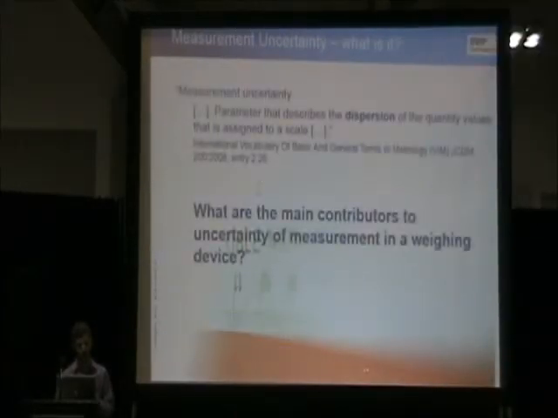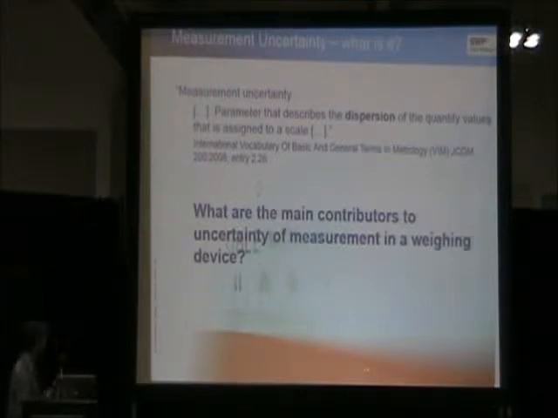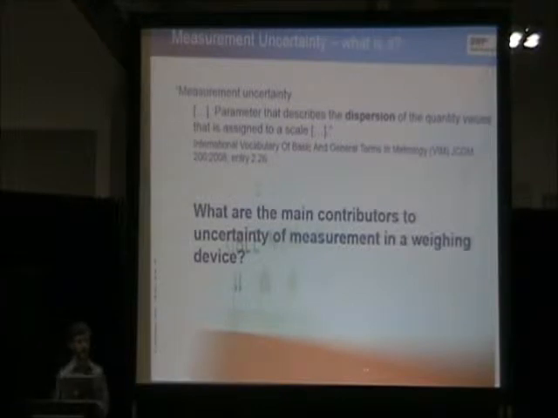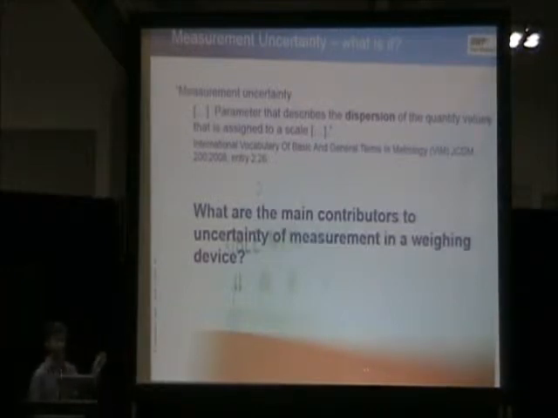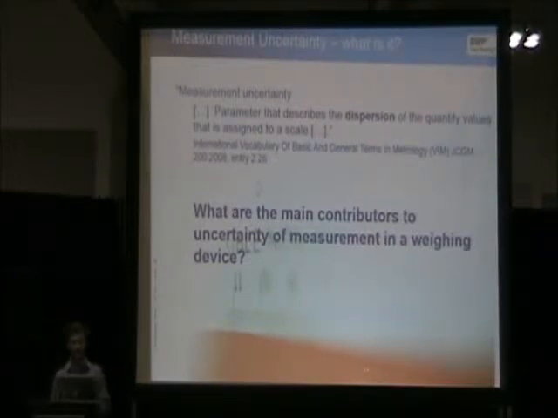So, what is measurement uncertainty again? And what are the main contributors of uncertainty in a weighing device? I'm going to go over in these next few slides the various parameters of uncertainty of measurement and how they actually look on a graph, to show you in a visualization, when you weigh on a balance, all the different parameters that are having an effect on that uncertainty.